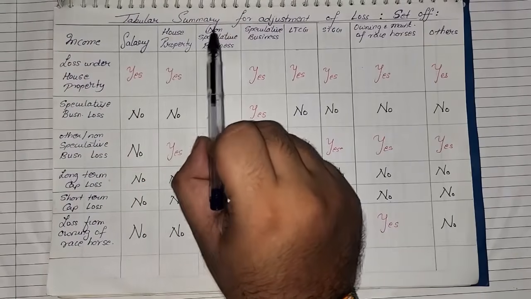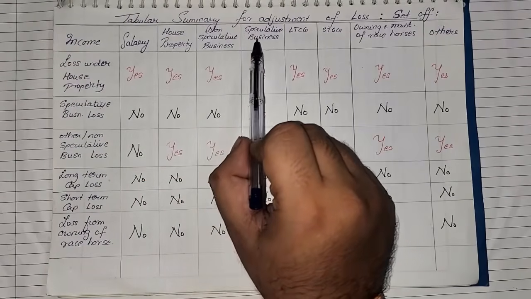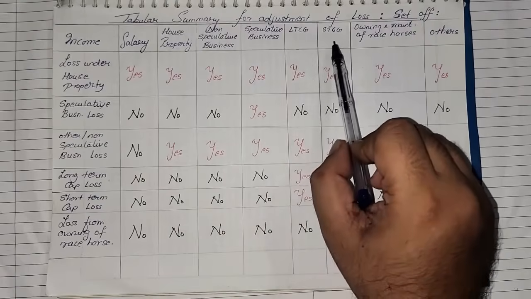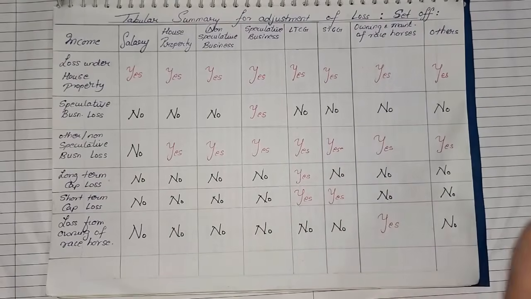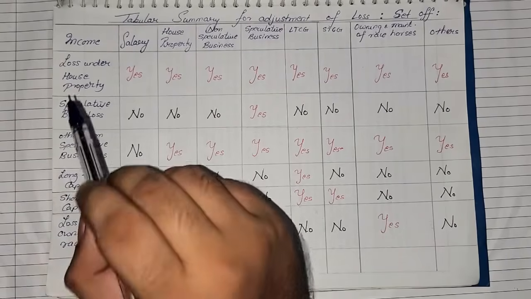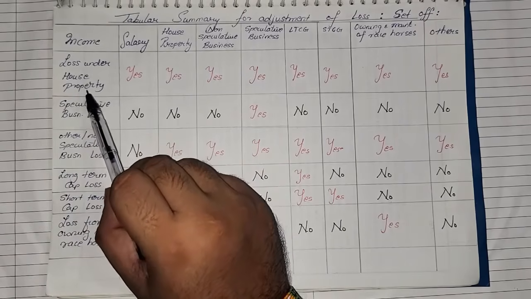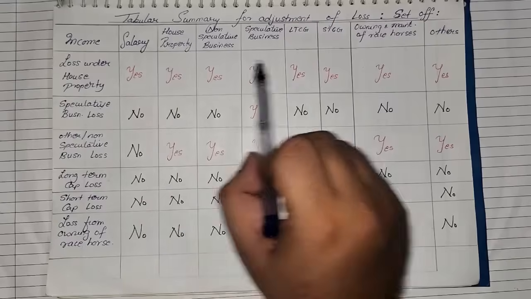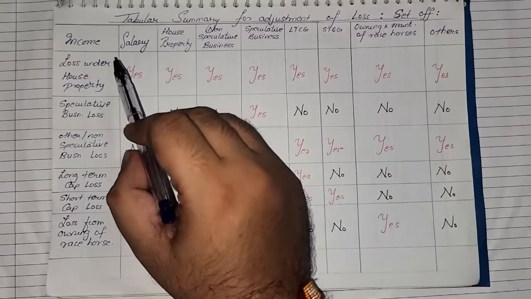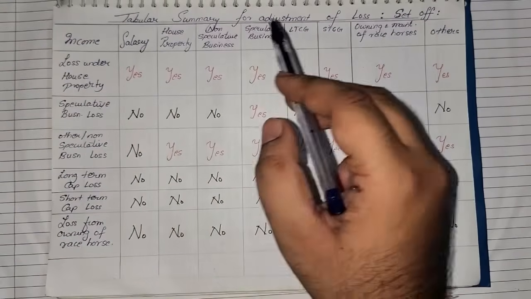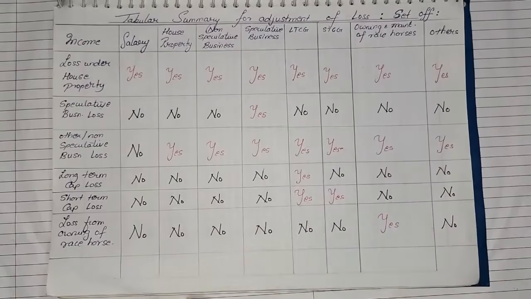Income under salary, house property, speculative business, non-speculative business, long-term capital, short-term capital, race of horses and others. These are different types of income which are available. Now we need to understand how and when the losses can be set off. First thing is loss under house property can be set off against any of the income. It can be set off against salary, house property, speculative, non-speculative business, long-term, short-term, race, others, everywhere. So you have to remember one thing, loss on house property can be set off against all the income.